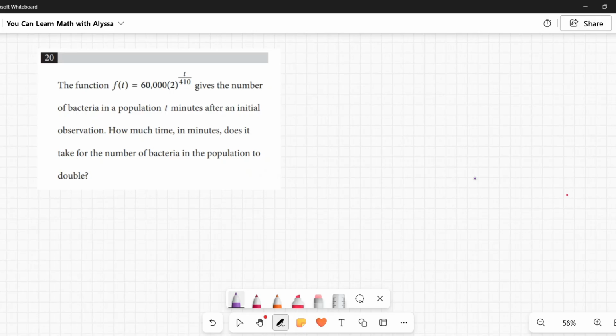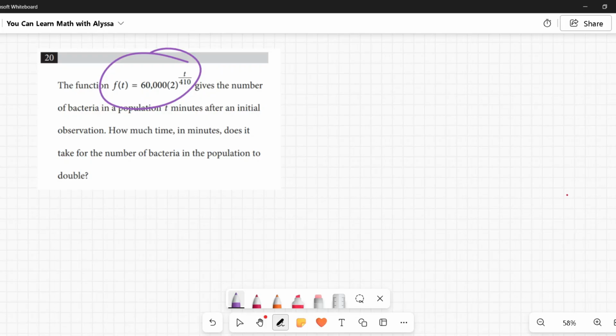Number 20. The function f of t equals 60,000 times 2 to the power of t over 410 gives the number of bacteria in a population t minutes after an initial observation. How much time in minutes does it take for the number of bacteria in the population to double? This type of formula in this setup, man, do they love it on the SAT.